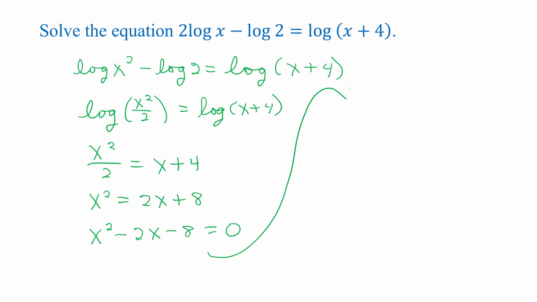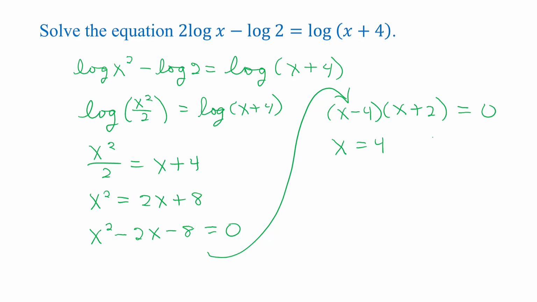This equation factors into (x minus 4) times (x plus 2) equals 0. We set each factor equal to 0. Setting x minus 4 equal to 0 results in x equals 4.